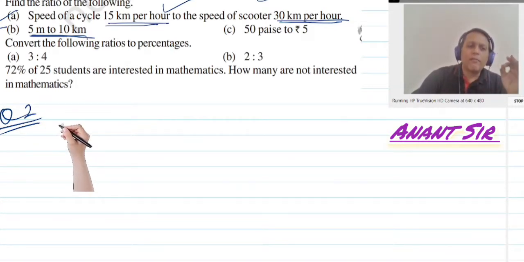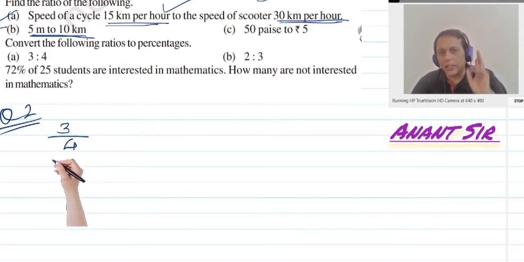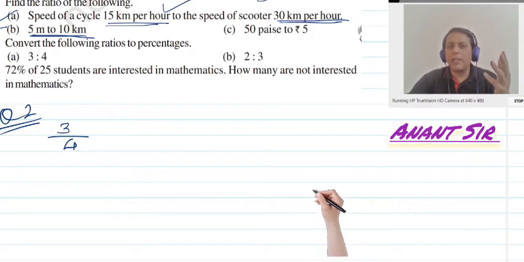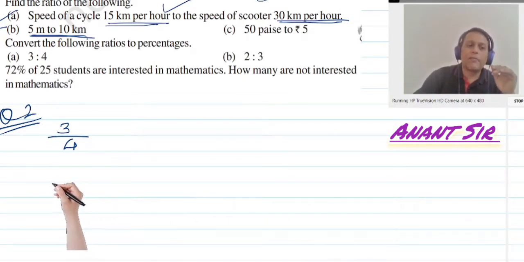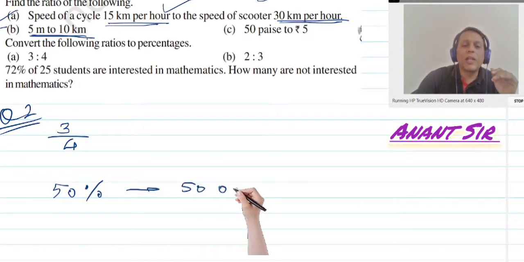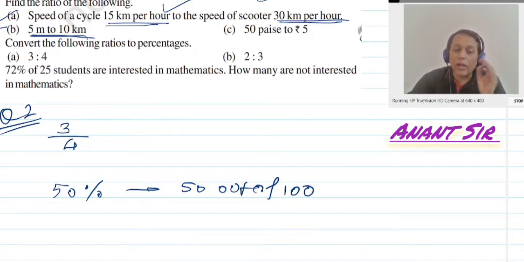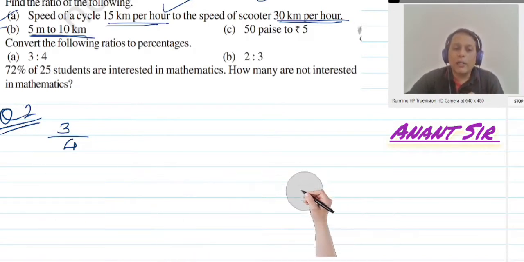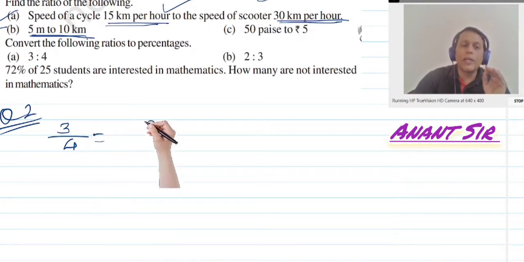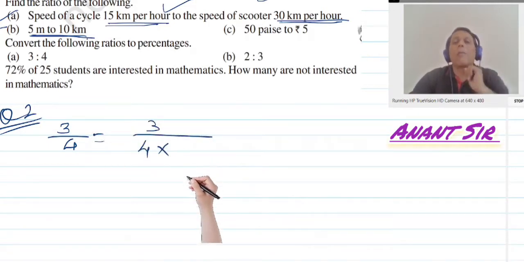So whenever you have a question that you have to convert to percentage, there are 2 methods, okay? You must be knowing what percentage means, right? Percentage, for example, if I write 50%, so 50% means 50 out of 100. Percent means out of 100. So there are 2 methods by which you can convert to percentage. Either you try to form 100 in the denominator.